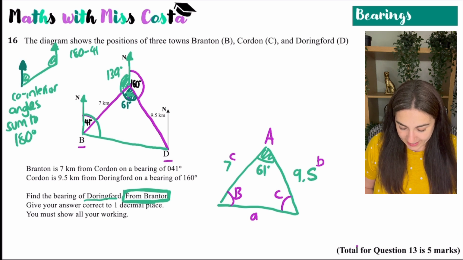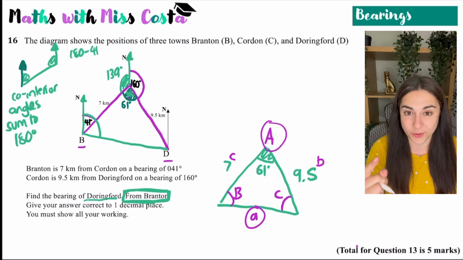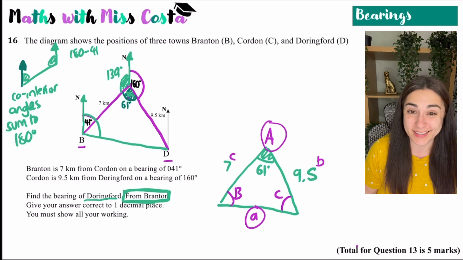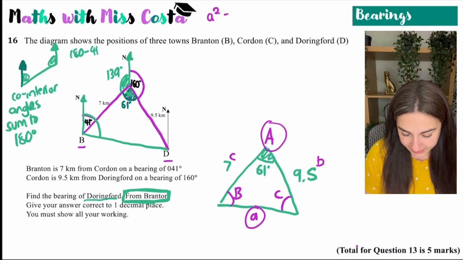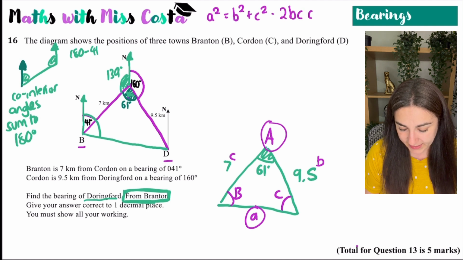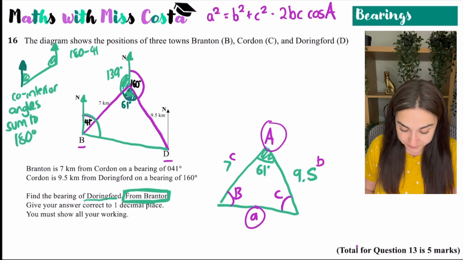I don't have the corresponding angles for anything apart from A. So if you only have one angle and its corresponding side, then you're most likely going to use the cosine rule. So the cosine rule is a squared equals b squared plus c squared minus 2bc cos A. It's also on your formula sheet though, so you don't need to worry about memorizing it.